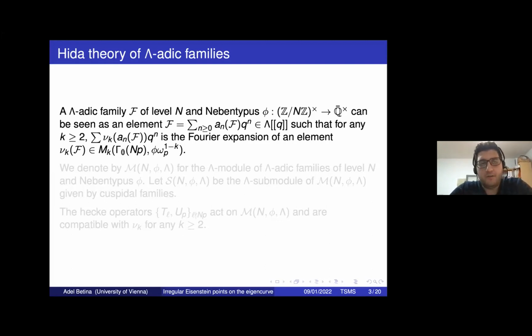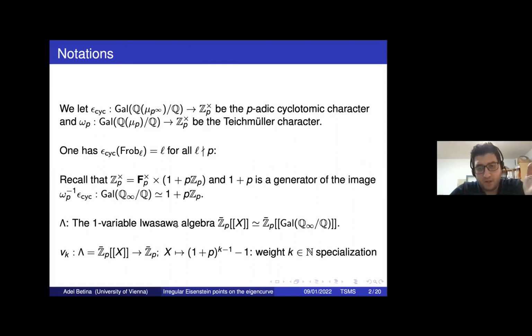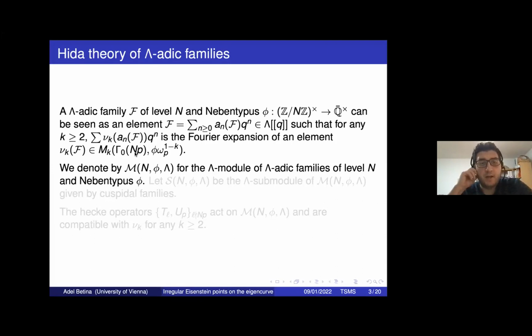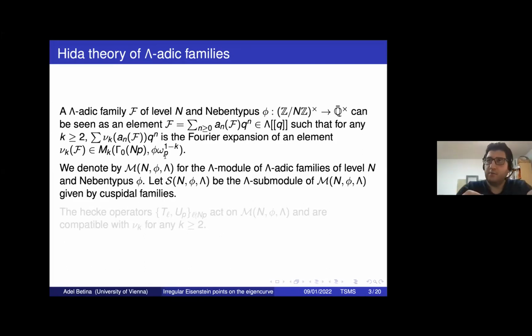So you can imagine you have a Q expansion, but with coefficients in this Iwasawa algebra. If you take the specialization for k greater or equal to 2, you get the Q expansion of a modular form. We denote by M the Λ-module of Λ-adic families of level N, and by S the submodule of cuspidal families. Cuspidal families: it's the same definition, but the specializations are cuspidal, so they are not only modular forms, but the constant term at all the cusps is 0.